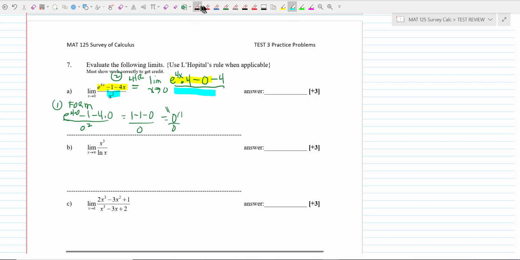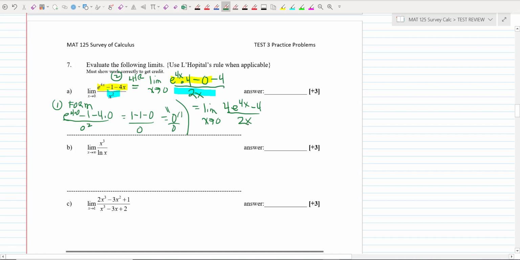You want to do the derivative of x squared. So the derivative of x squared is going to be 2x. Okay, now let's just clean this up and see what we have now. So we still have the limit as x goes to 0. Now it looks like we have 4 times e to the 4x minus 4 over 2x.